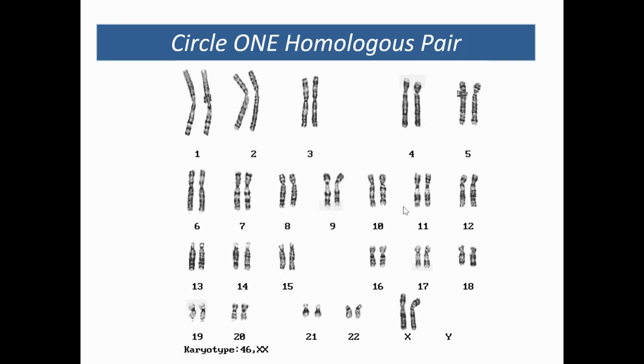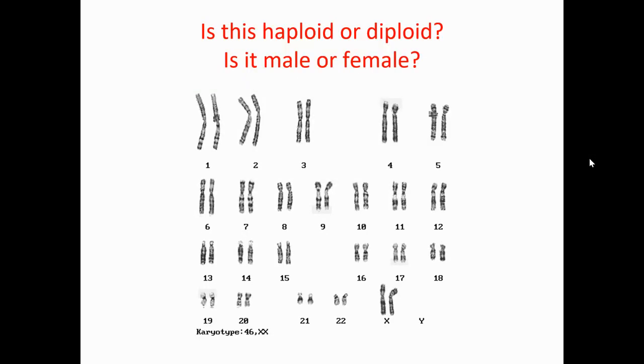Circle one homologous pair, or in your brain, pick one that you think is a homologous pair. So remember, homologous means homo, meaning same. So we're talking about 2 of the same chromosome. So you could say any number here, 1 through 23, would be a homologous pair. Okay, where are the sex chromosomes on this karyotype? Hopefully you said pair number 23, where the X and the Y are, because that would be your answer.